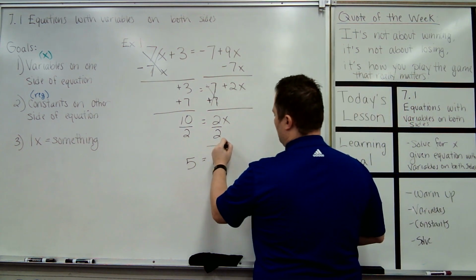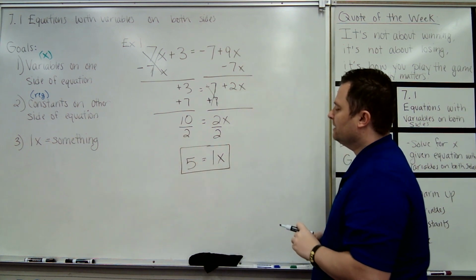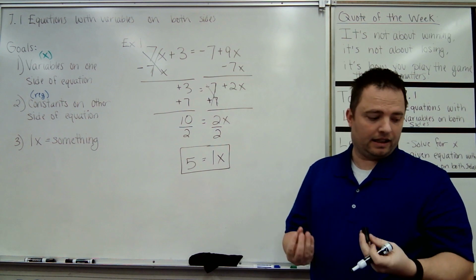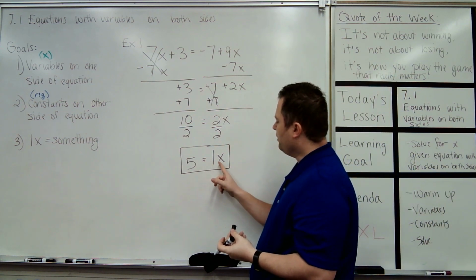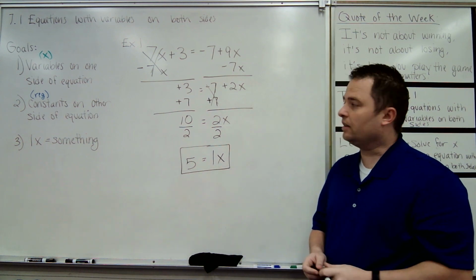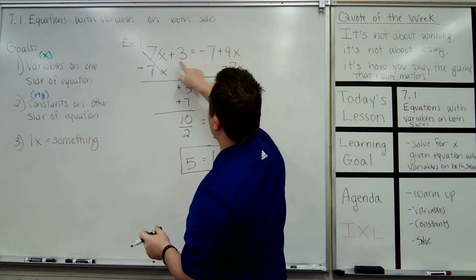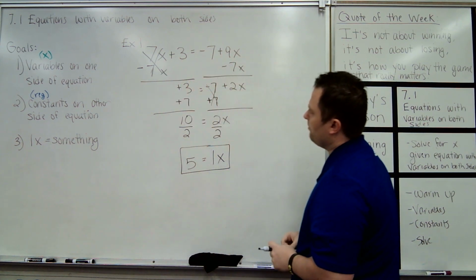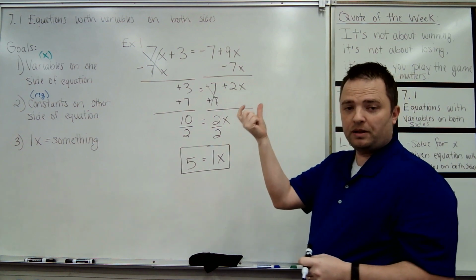I know that on one side of the equation, I have one single x. And because I know what the equal sign means, equal in value to, I know that the value of x must be equal to 5. And what does that mean? It means when x is 5 in the original equation, both sides will be equal.